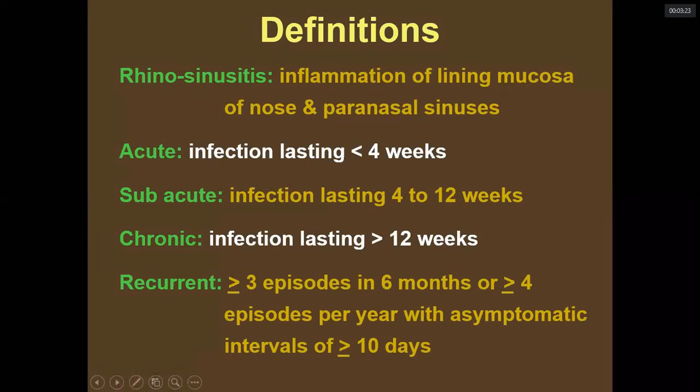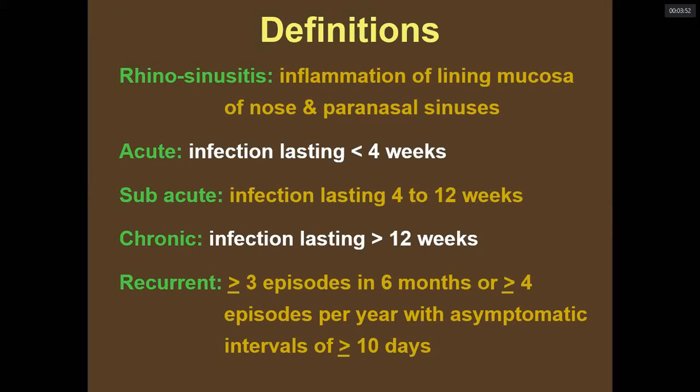So how do you define it? There are different forms of rhinosinusitis. Rhinosinusitis can be defined as inflammation of the lining mucosa of the nose and paranasal sinuses. It is as simple as that. Whenever there is itis, it means inflammation. So rhino, nose, inflammation of the nose, and inflammation of the paranasal sinuses. That is rhinosinusitis.